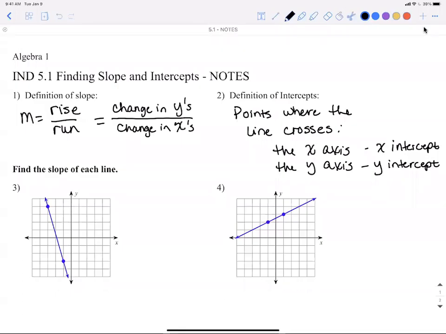All right, so for indicator 5, we're going to be talking about linear equations. And a linear equation is just an equation that when you graph it, it graphs as a straight line. And that straight line has an incline or a decline, and that's the slope, okay? Later in the week, we'll get into special cases where it's either horizontal or vertical lines.